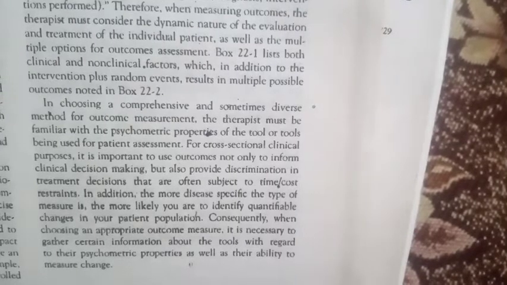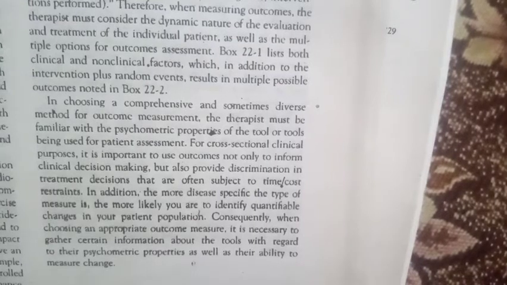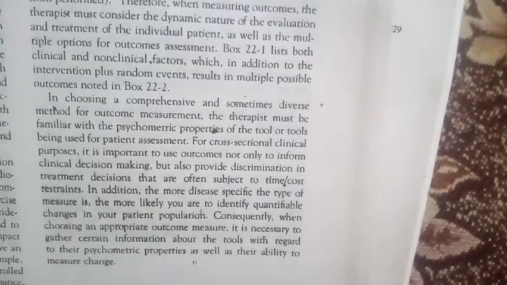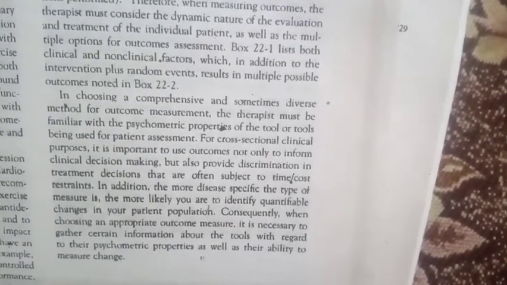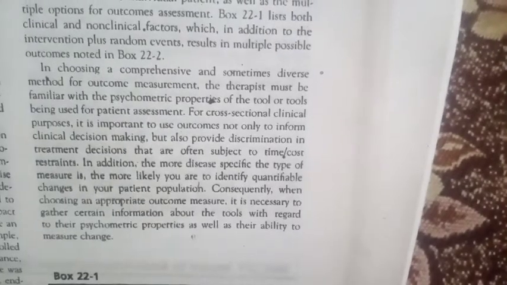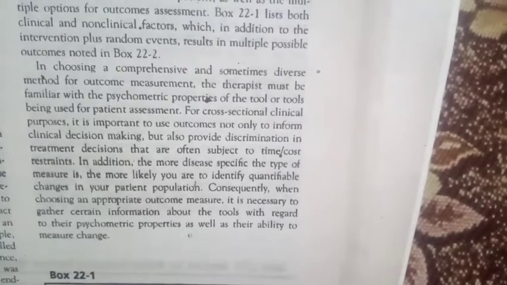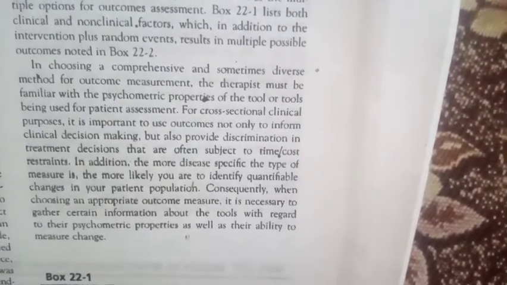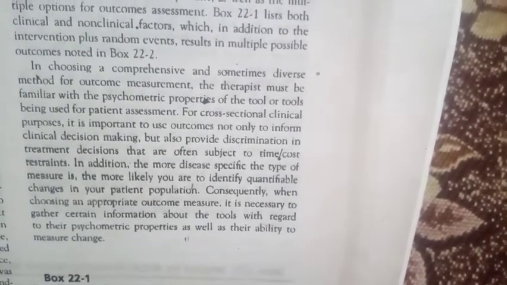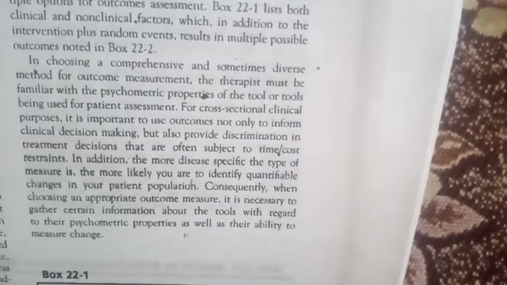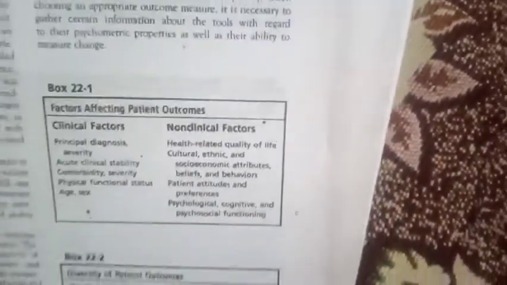For cross-sectional clinical purposes, it is important to use the outcome not only to inform clinical decision making but also to provide discrimination in treatment decisions that are often subject to time and cost restraints. In addition, the more disease-specific the type of measure is, the more likely you are to identify quantifiable changes in your patient population. Consequently, when choosing an appropriate outcome measure, it is necessary to gather certain information about the tools with regard to their psychometric properties as well as their ability to measure change.